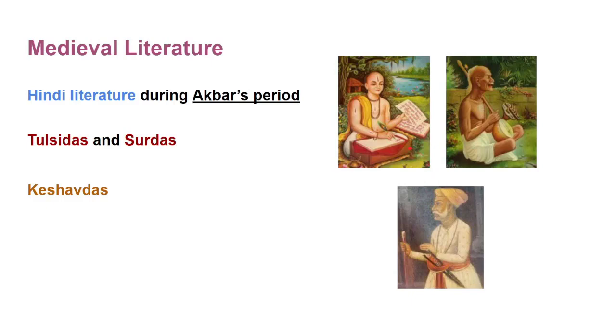Tulsidas was a Hindu saint and poet, and he was a devotee of Lord Rama. Surdas was a blind poet and singer who was known for his works written in praise of Lord Krishna. His compositions glorified and captured his devotion towards Lord Krishna. Many noteworthy books were written during this period.